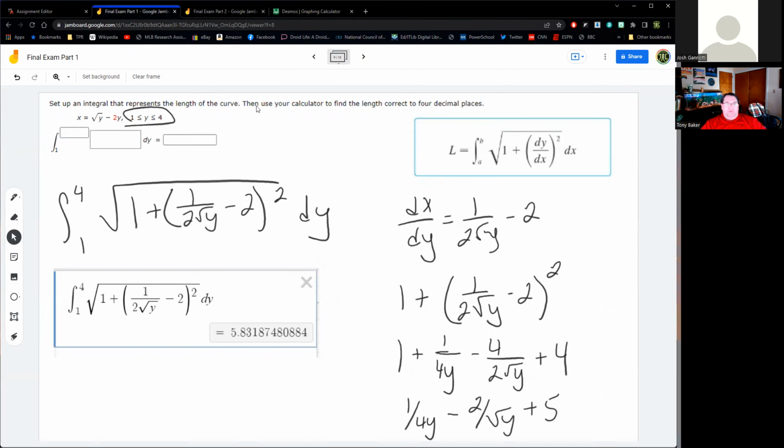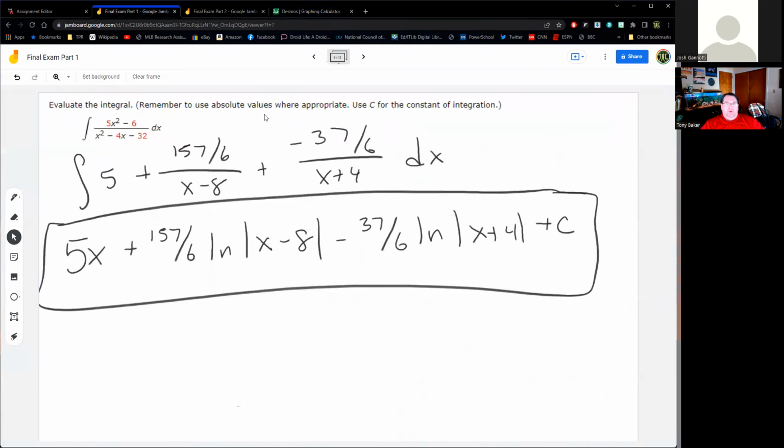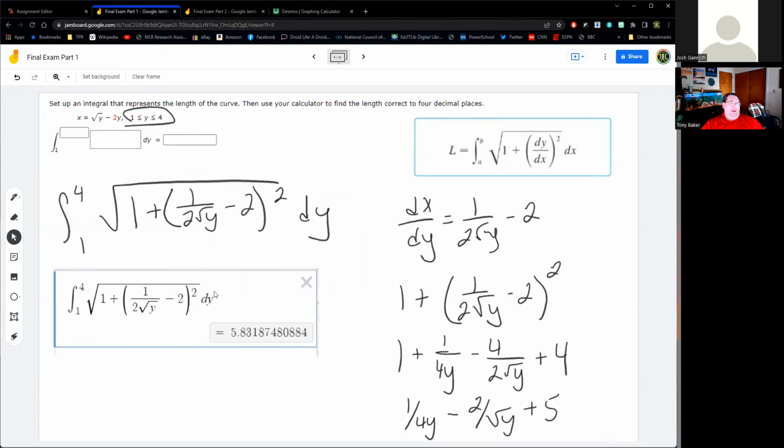And you can tell on this one, it actually tells you to use your calculator to find the length correct to 4 decimal places. If you look at the previous ones, it says evaluate or find the exact value. This one tells you to use a calculator, so you know you're going to have to use a calculator for the final answer.